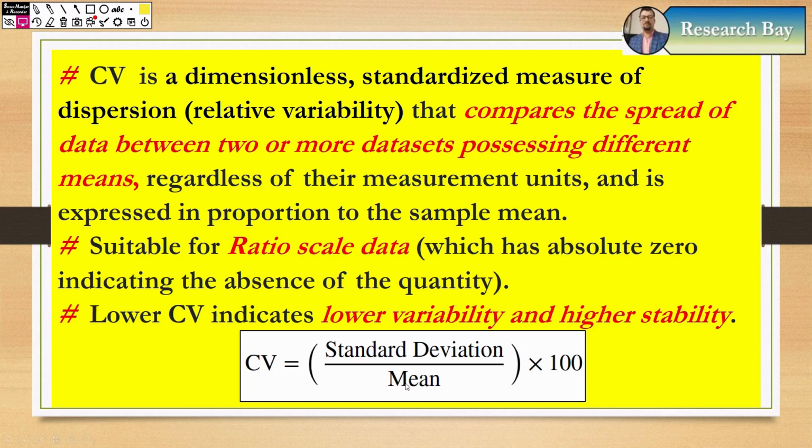That's why in this formula you see it is computed as standard deviation divided by mean, and then we multiply it by 100 to give it a better view of assessment by converting it into percentage.